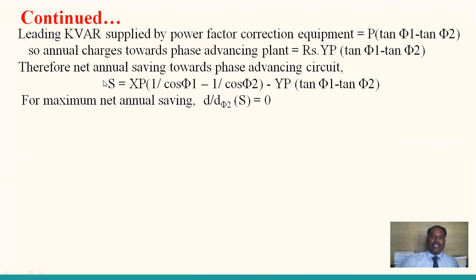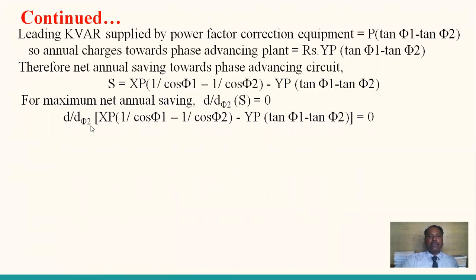So for getting the maximum value of S, what can you do? Differentiate the above equation with respect to φ2 and equate it to 0, and we can have the maximum value of the annual saving. So d by dφ2 of [XP into (1 by cos φ1 minus 1 by cos φ2) minus YP into (tan φ1 minus tan φ2)] is equal to 0.